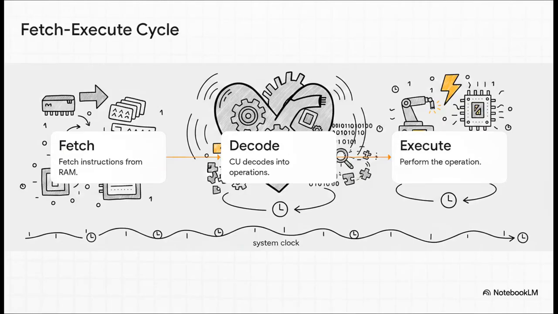It runs on what's called the fetch, decode, execute cycle. This is the ticking heartbeat of the machine, driven by the system clock. With every single tick, the control unit fetches an instruction from memory. Then it decodes that instruction to figure out what actually needs to be done. And finally, it executes the operation. Fetch, decode, execute. Over and over again, literally billions of times per second.